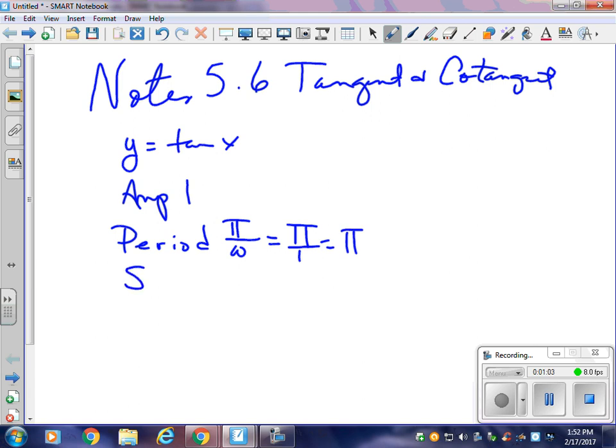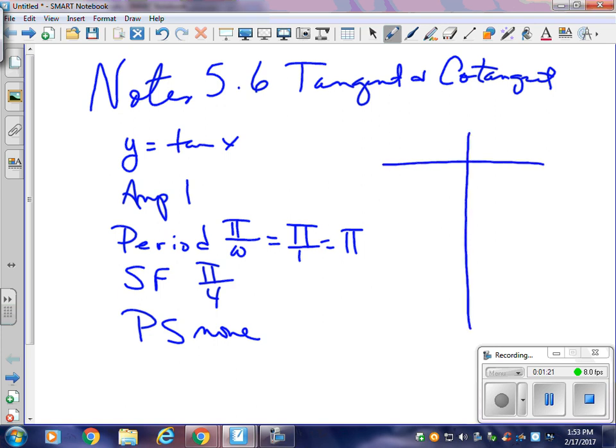And then our scale factor will be pi divided by 4. And we've already stated there's no phase shift. Alright, so let's look at our table.